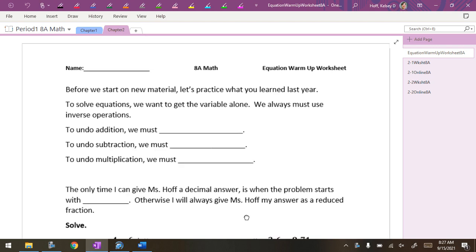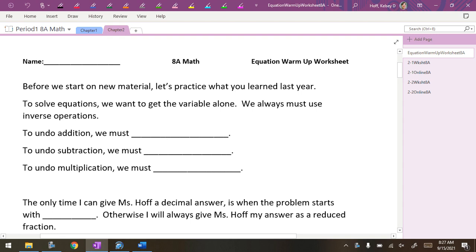Today we're going to do what's called an equation warm-up. You guys have seen this before, but I need to bring it back from way back in your memory of last year. Before we start on new material, we're going to practice what we learned last year.